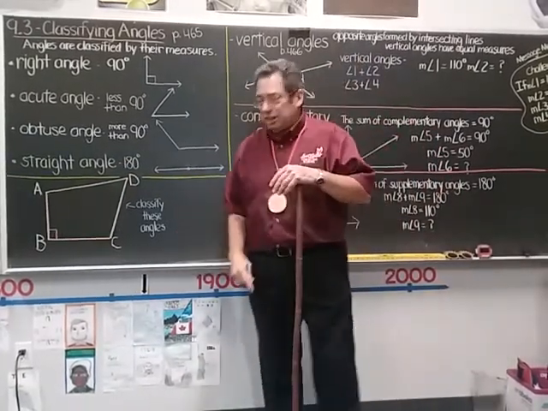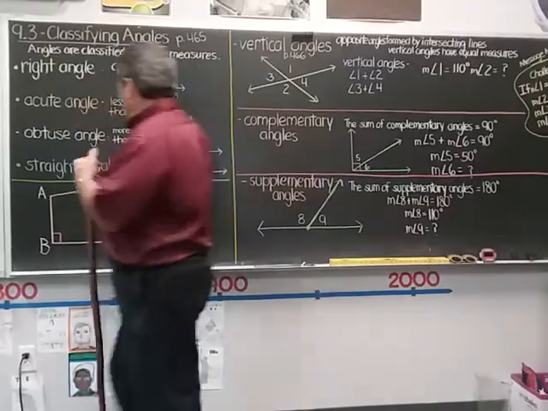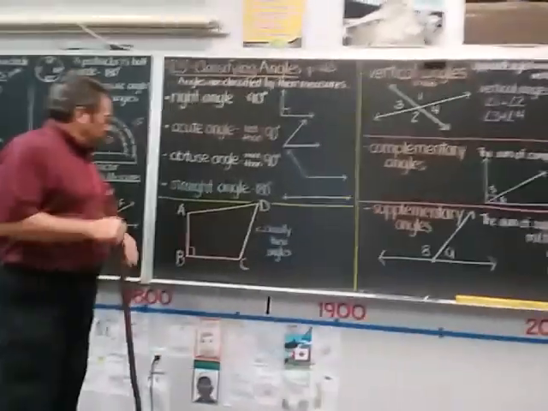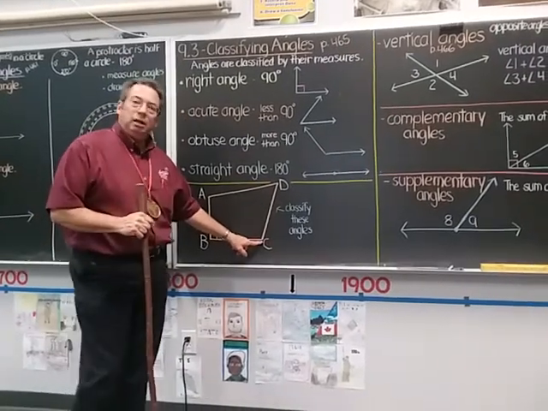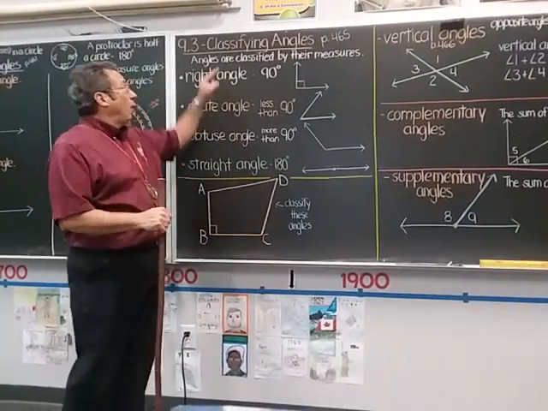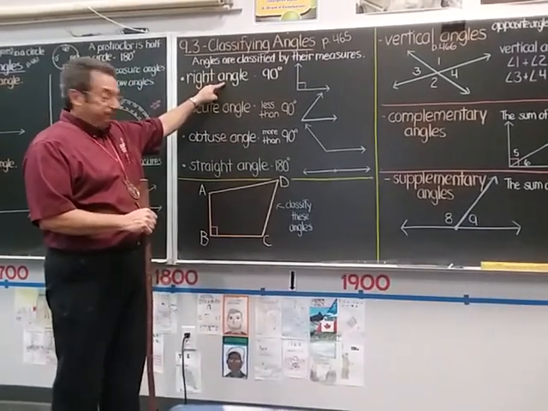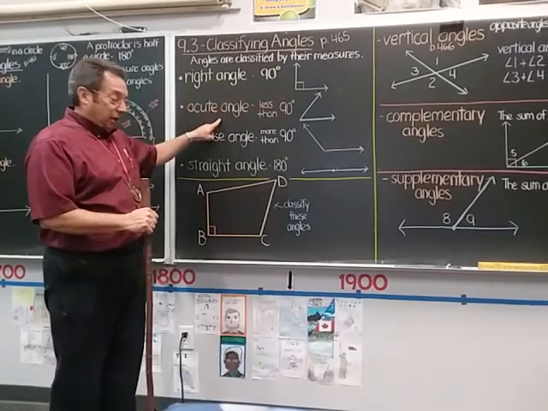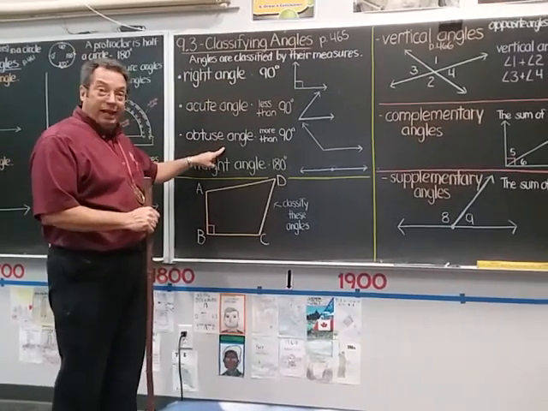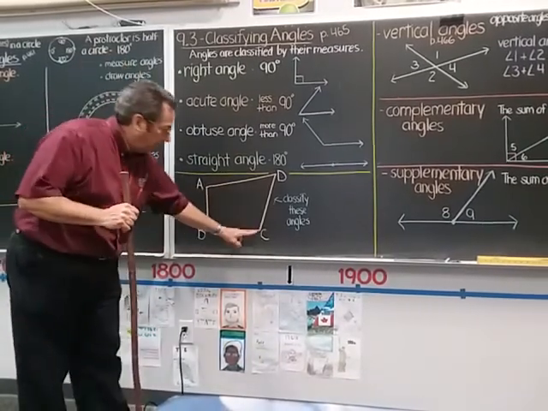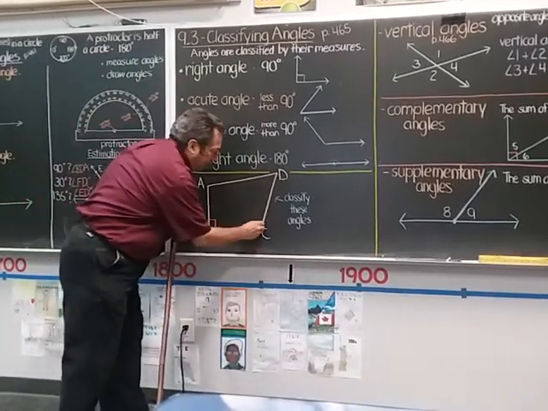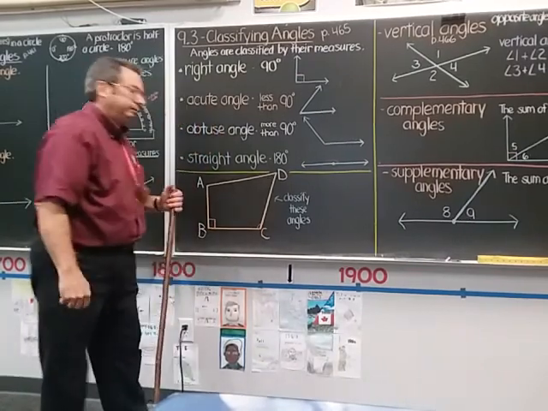All right, how about classifying these angles with me? Let's put the letters up in the right spot. Okay, let's start with angle C. Which one is that? Right angle, where it's 90 degrees? Is it an acute angle, less than 90? Is it an obtuse angle, more than 90? Or is it a straight angle of 180 degrees? I'm looking at angle C, right here. What do you think?